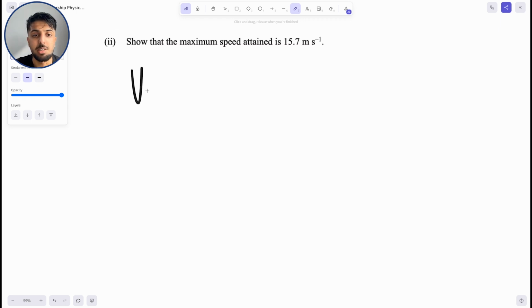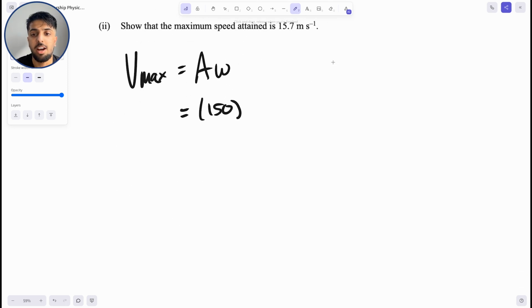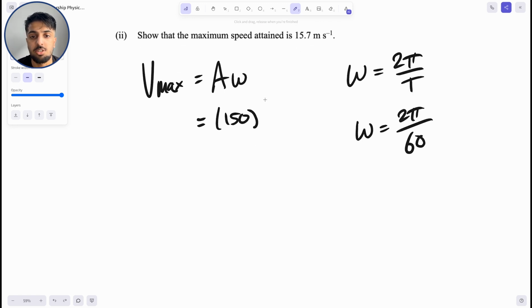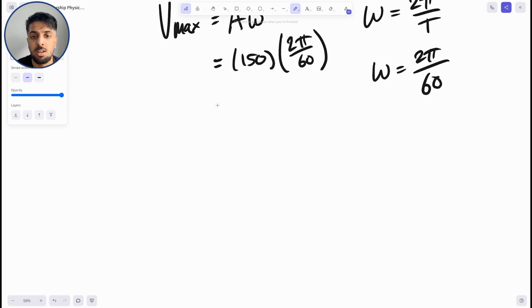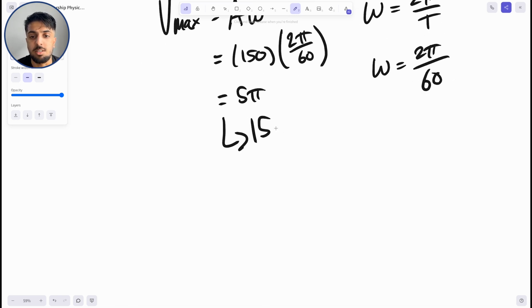Okay, so we know our Vmax is equal to the amplitude times our angular velocity. We know our amplitude is half of 300 meters, which is 150 meters. And our angular velocity is equal to 2 pi over our period. So angular velocity is 2 pi over our 60-second period, as over here. And so plugging that in, we get 5 pi, which is indeed 15.7 meters per second.